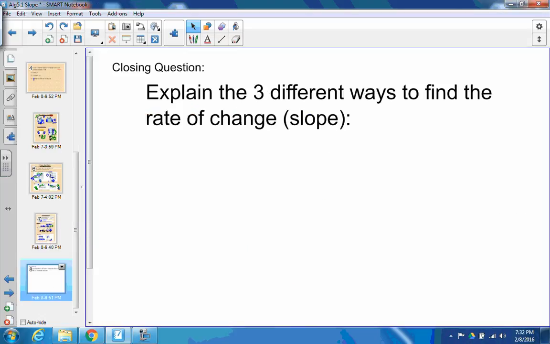So I just want to leave you with this, explain the 3 different ways to find the rate of change or the slope.